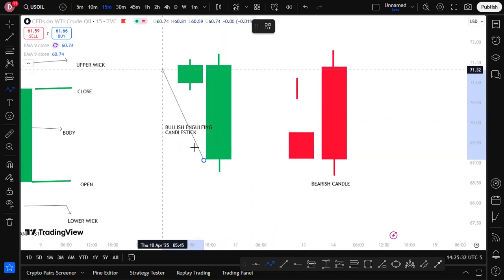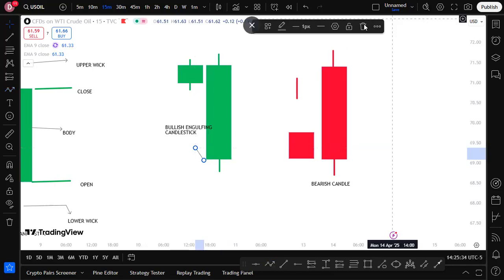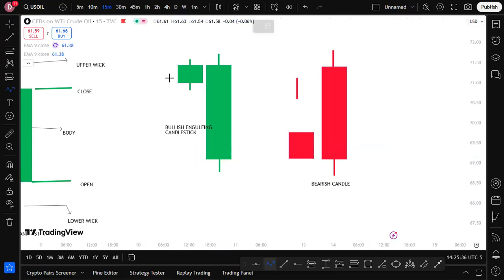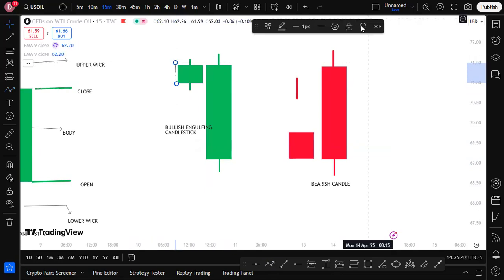Same thing with this small bullish candle. We open here. This is the open price. This is the lowest point price went to. This is the highest point price went to, and then we close at this point. So we went up in price. I hope this is clear.